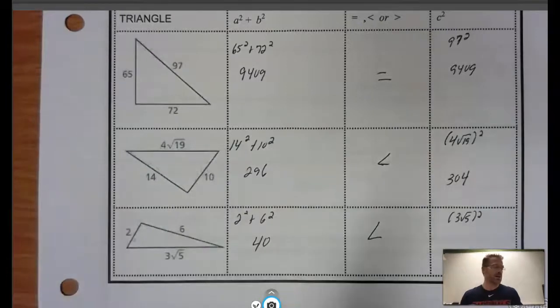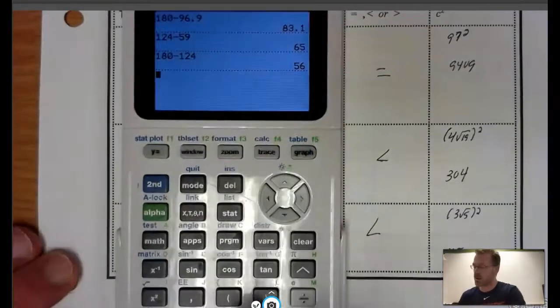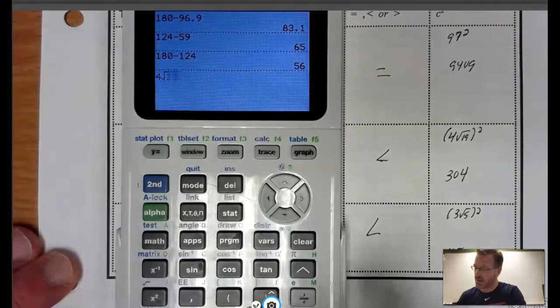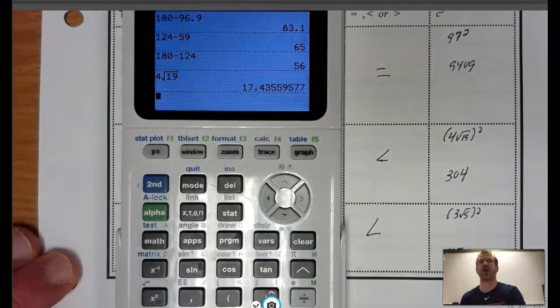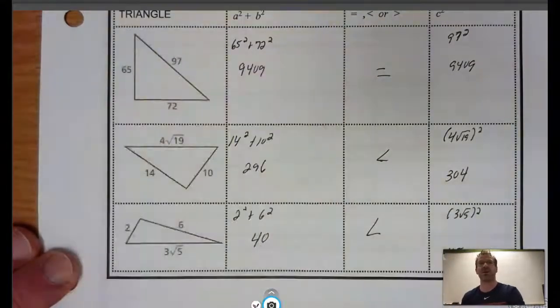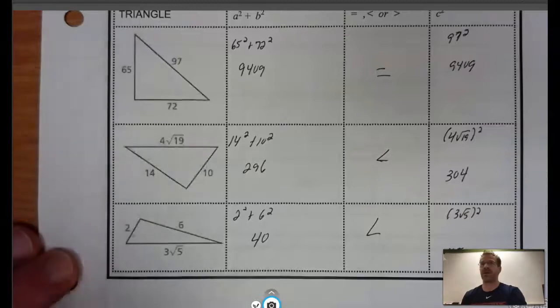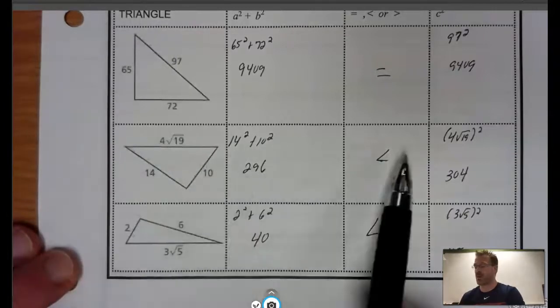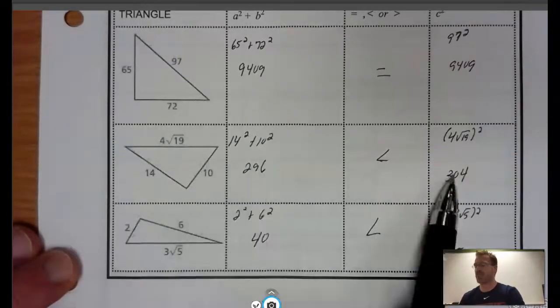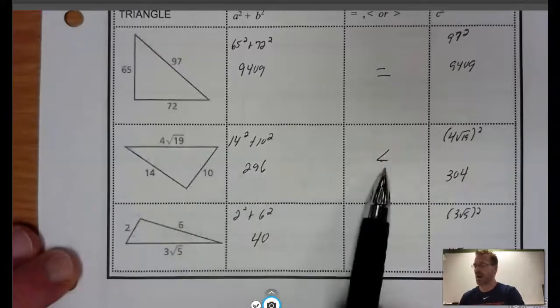All right, so once again, if you didn't know what that was, just put that into your calculator and get that decimal approximation. Oh, that's 17 point something. Definitely longer than 14 and 10, to make sure you know where it fits in your scheme here. Now, notice when I do a squared plus b squared and I do c squared this time, I get a different relationship. They're not equal to each other. So 296 is less than 304.